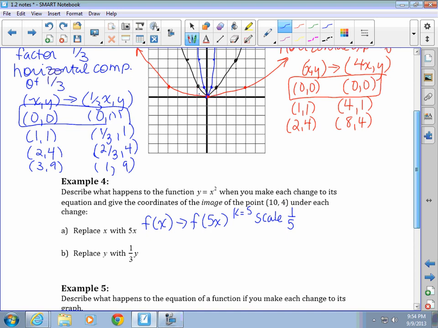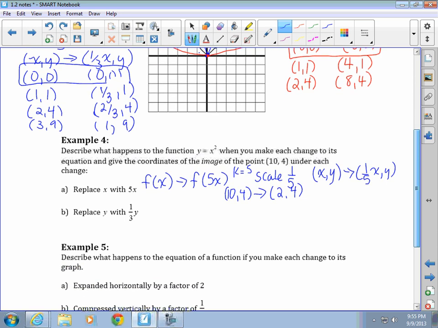So this is going to affect the x coordinate. So it's going to go from (x, y) to (1/5 x, y). So 10, 4 will become 10 divided by 5 is 2, so 2, 4.